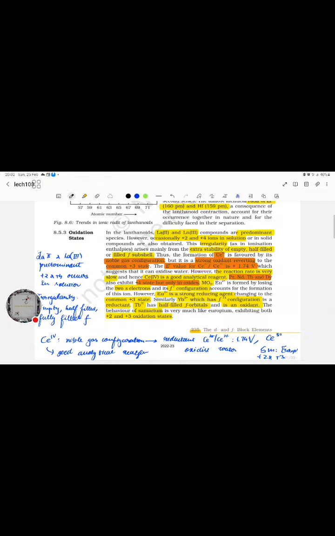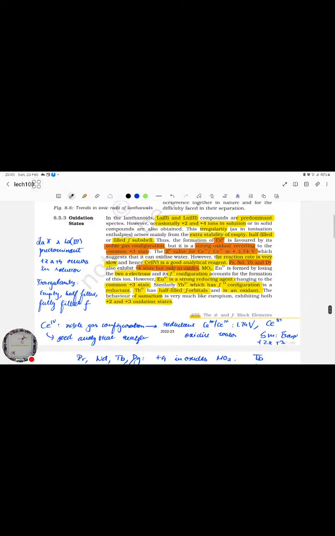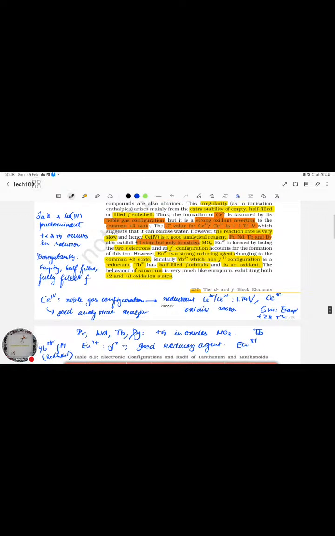So in the lanthanides, Ln2 and Ln3 compounds are predominant species. However, occasionally +2 and +4 ions in solutions or in solid compounds are also obtained. That means the predominant species are +2 and +3, and +4 and +2 are also obtained in solutions. This irregularity, as in ionization enthalpy, arises mainly from the extra stability of empty, half-filled or filled f subshell. So the reason for this irregularity is the extra stability of empty, half-filled or filled f subshell.